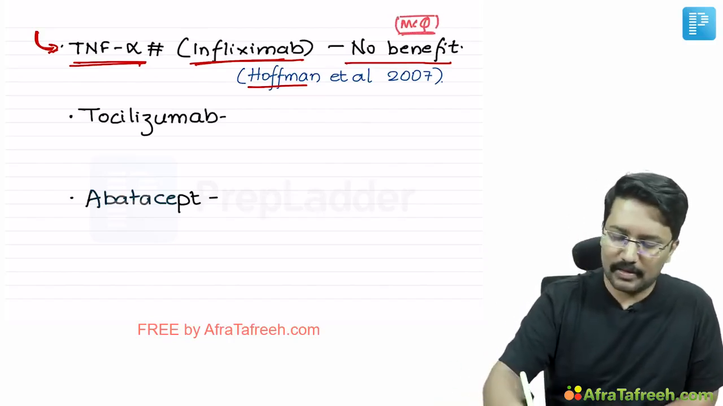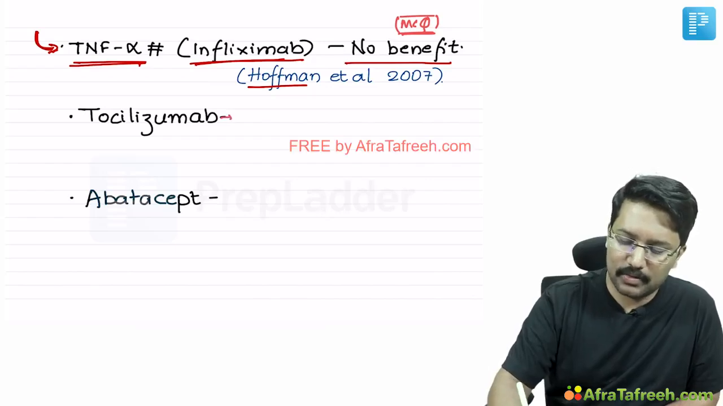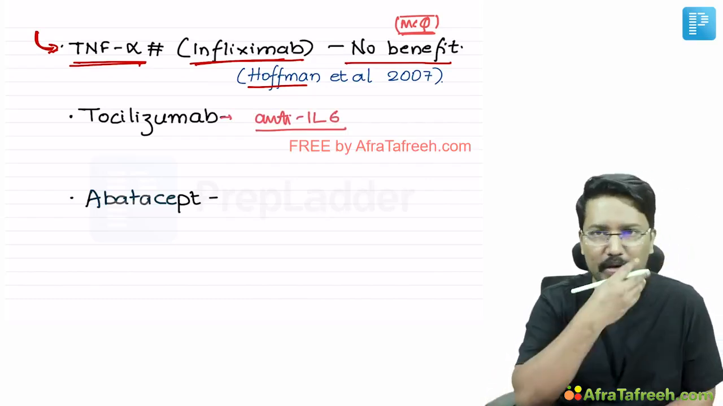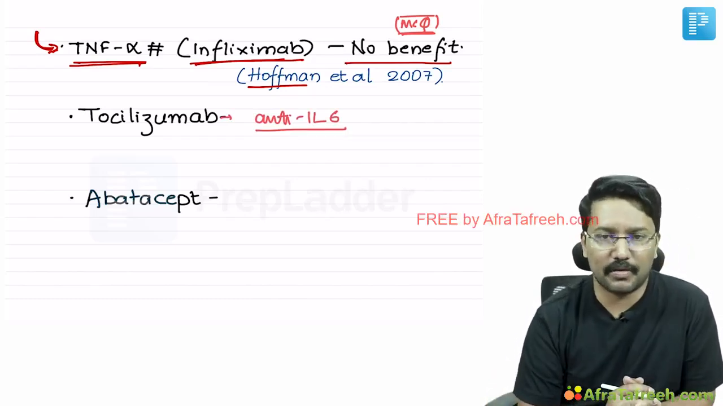Okay. Now the next drug I want you to know about is tocilizumab. We know this is an anti-interleukin 6, right? I don't think anyone can forget about this because COVID has made this drug memorable, right?